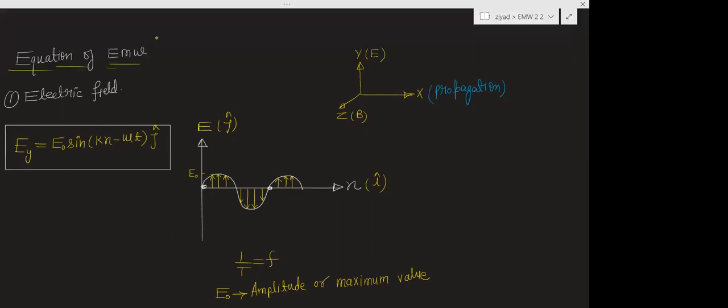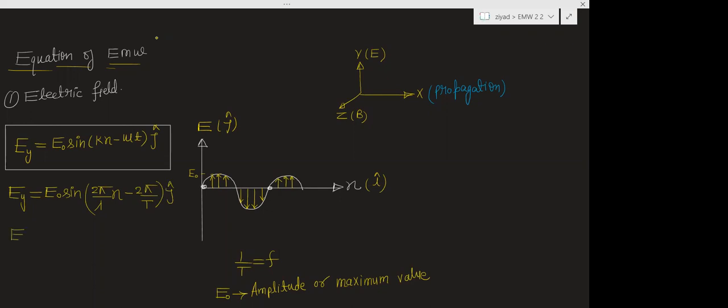So this can be written like this. This is Ey and this is E naught and this is sine. K can be written as 2 pi by lambda and this is x. And what is omega? Omega can be written as 2 pi by T into j cap.